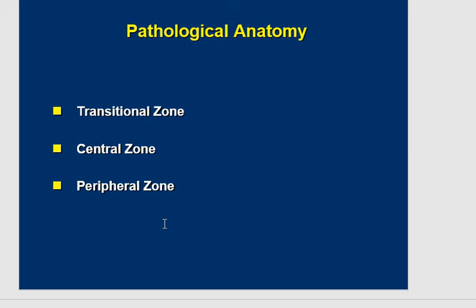Pathological anatomy, it consists of a transition zone, a central zone and the peripheral zone. Pathologically, BPH mostly arises from the transitional zone, and carcinoma prostate mostly arises from the peripheral zone.